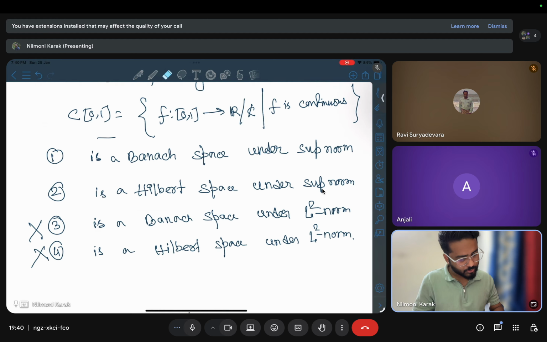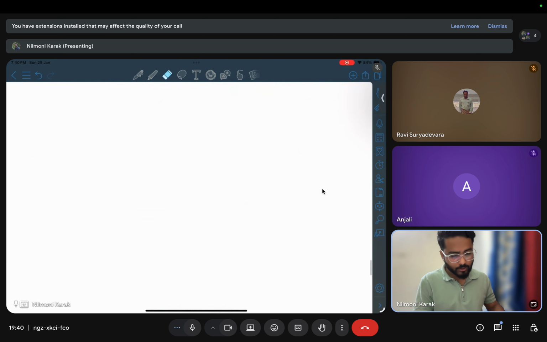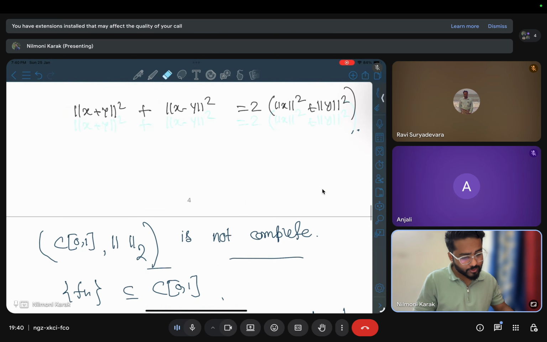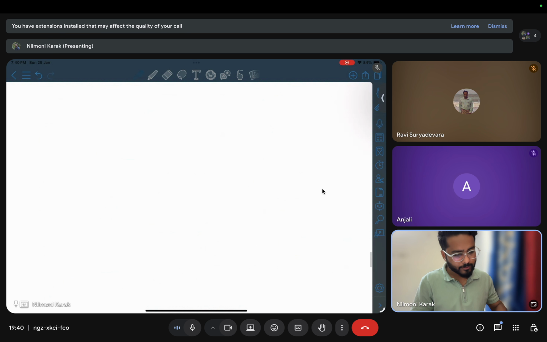We will see later why it is not a Hilbert space under the sup norm. Also, one thing: a space H is a Hilbert space if and only if the parallelogram law holds. This law is nothing but this.